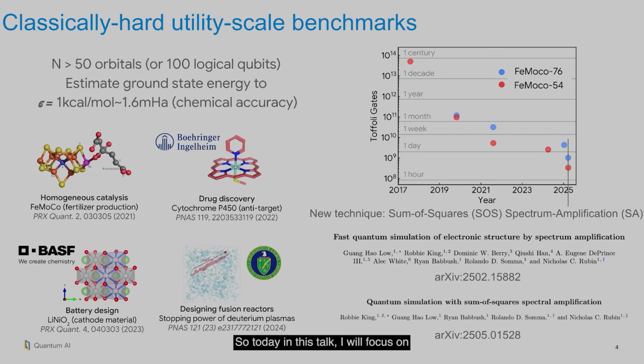So today in this talk, I will focus on 2 papers that we've had from Google about the techniques that we use to achieve this most recent set of results. How in the year 2025, we can simulate n equals 54 in the matter of hours and n equals 76 in the order of a day.